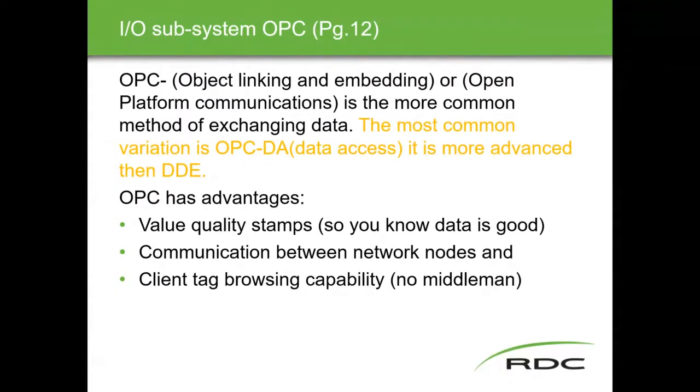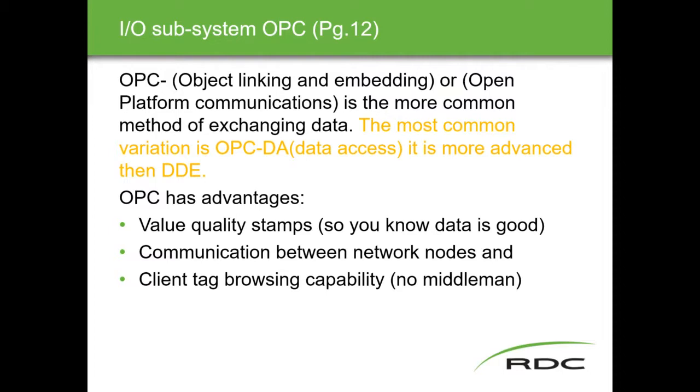OPC brings with it these advantages over DDE. They include value quality steps, and we saw this when we talked about the control signals in a Delta V function block, where we talked about good signal, usable signal, et cetera. But it's a provision that's been added to the old method of getting data just to make sure that we know the data is good. OPC also allows communication between network nodes, so more variability in where it can look for information rather than looking at one particular server. It has the availability to go to many different servers in many different areas of the plant if we're talking about a distributed control network where there are multiple processors and multiple servers.